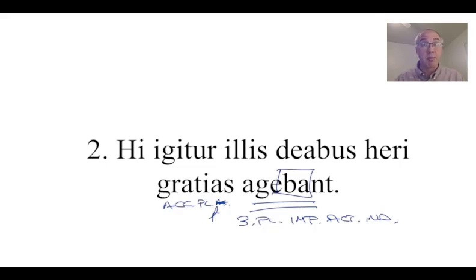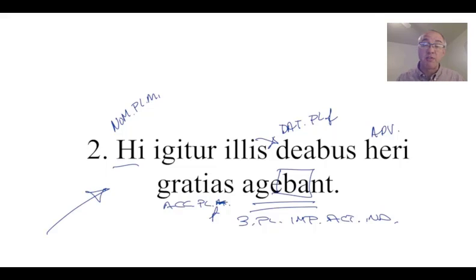Who gave thanks? Let's go to the beginning of the sentence, see if there's something that can help us out. Hi is your nominative, plural, masculine of the demonstrative adjective, hic, haec, hoc. That means these guys, whoever they are. Heri is an adverb. But with agebant gratias, you generally give thanks to somebody. We expect a dative, and here it is, dative, plural, feminine. Illis modifies it. So note in this sentence that hi is a substantive use of the adjective, and illis is the demonstrative use of the adjective.